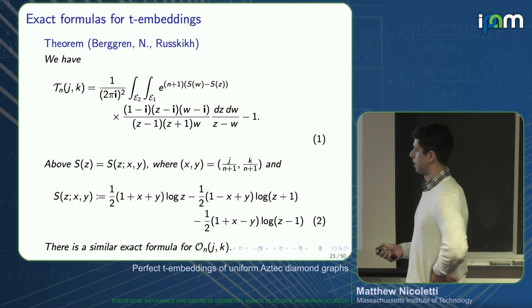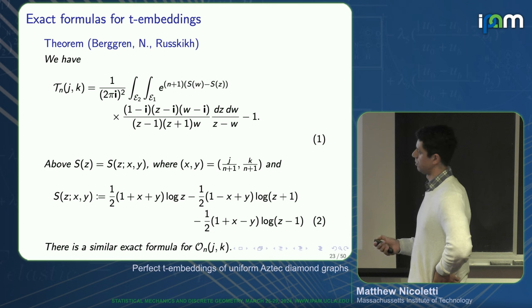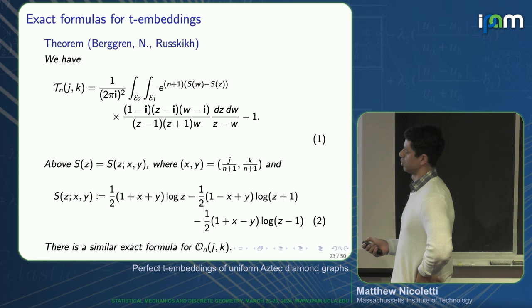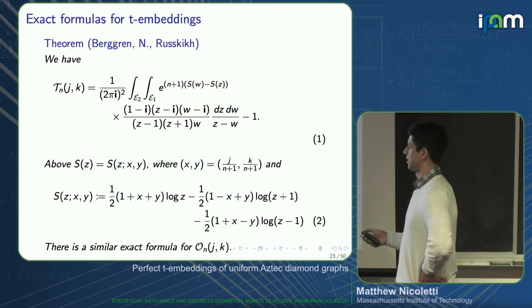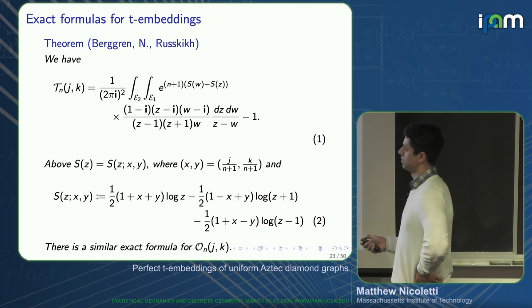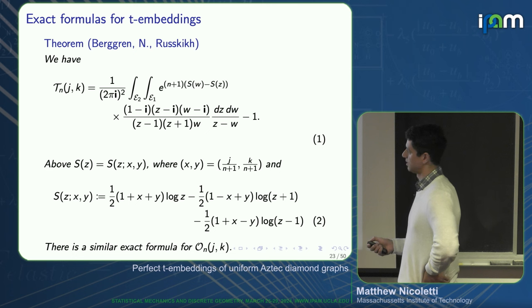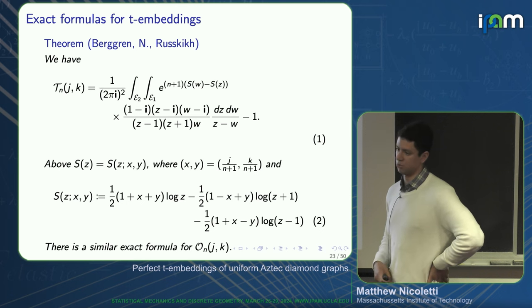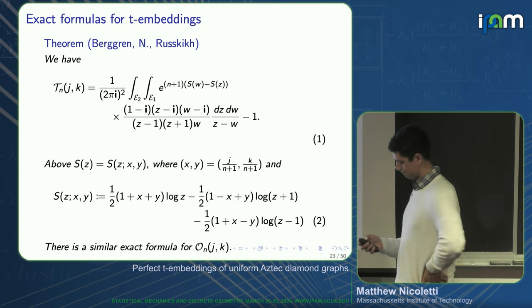And another point about this formula is that this function s here, which appears in the exponential, is the same function s that appears, for example, in exact formulas for the correlation kernel. So the consequence of that is that it becomes very straightforward to connect the embedding to the expected complex structure for the fluctuations.